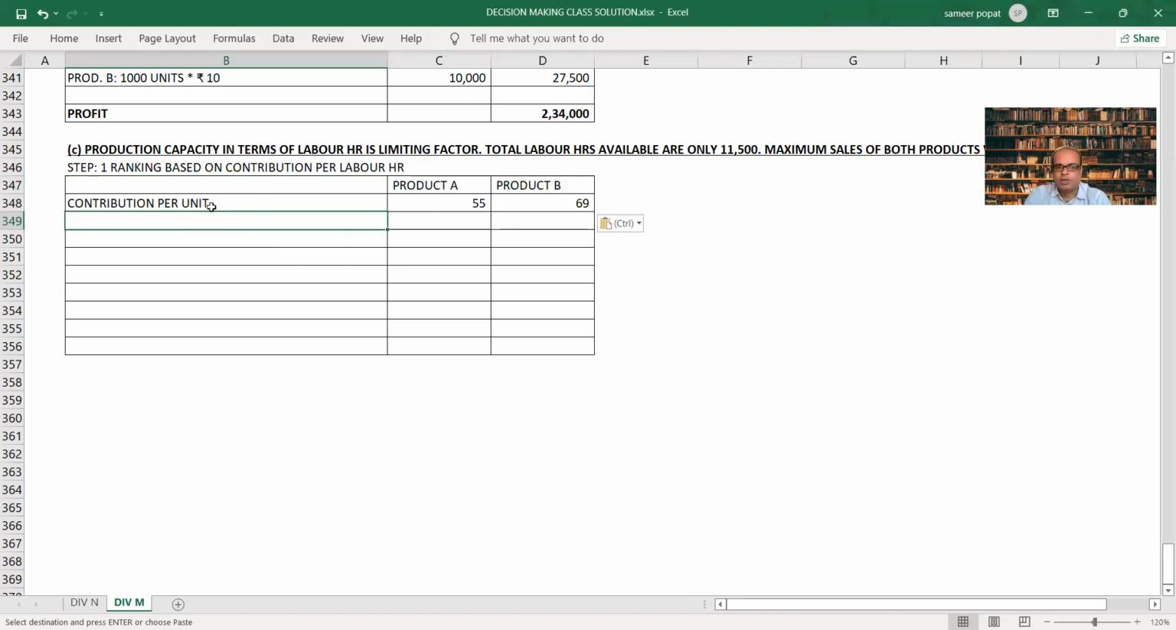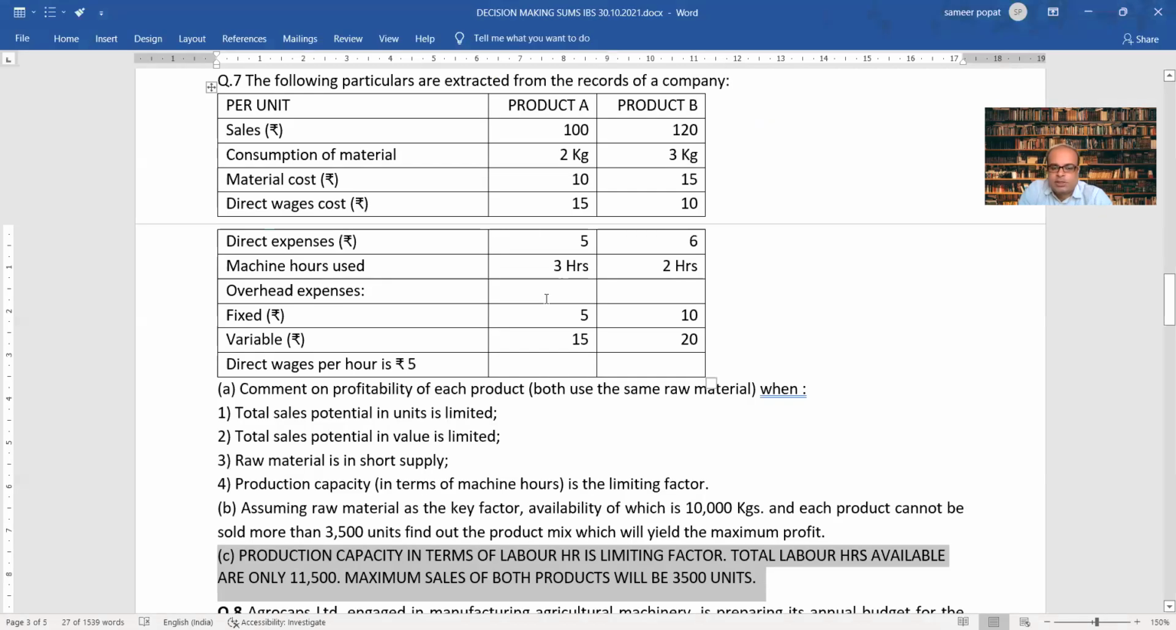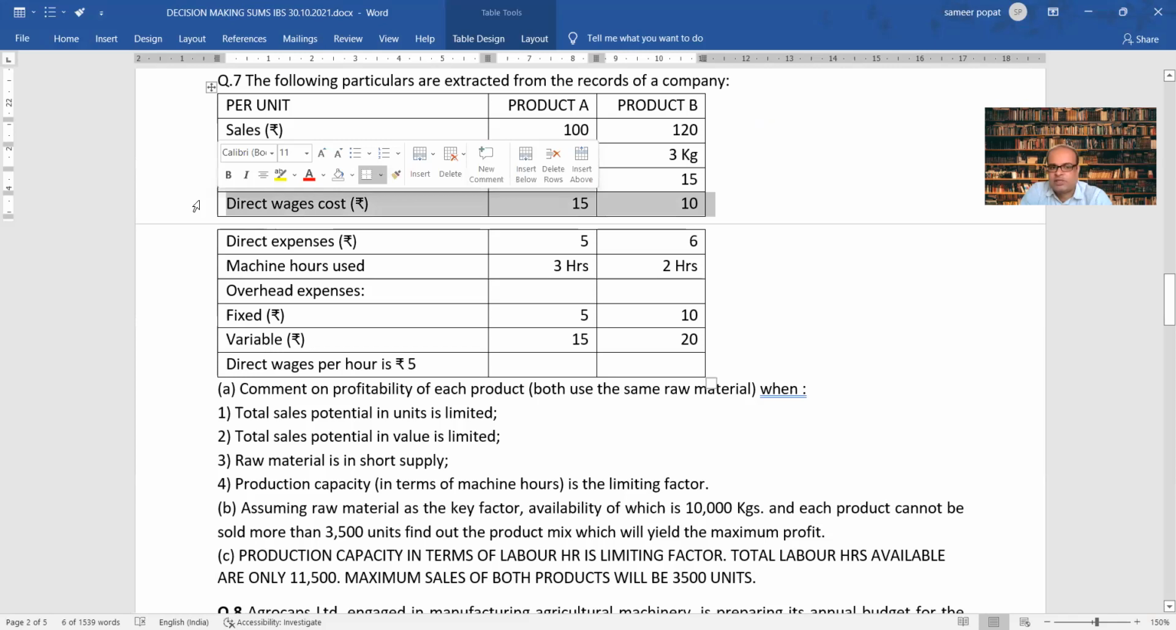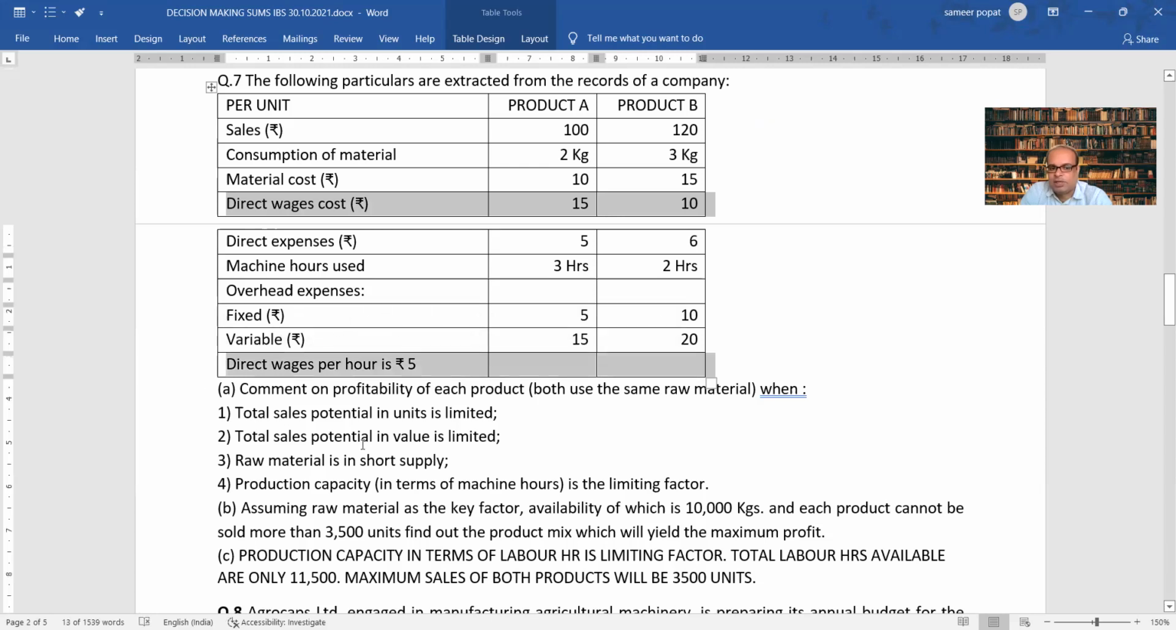We'll start with contribution per unit, which is 55 and 69. Now let us divide it by labor hours required per unit. To manufacture 1 unit, how many hours are required? Labor hours are not given anywhere. Machine hours and raw material requirements are given, but not labor hours. Instead, two different pieces of information are given. One is direct wage cost per unit, 15 rupees and 10 rupees. And one more: direct wages per hour is ₹5.